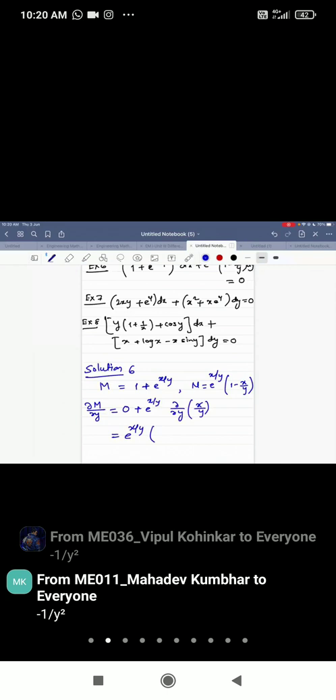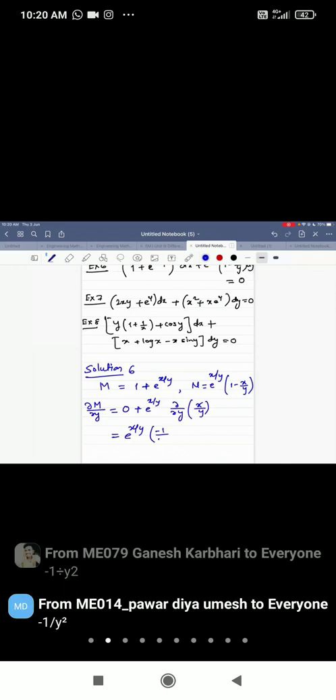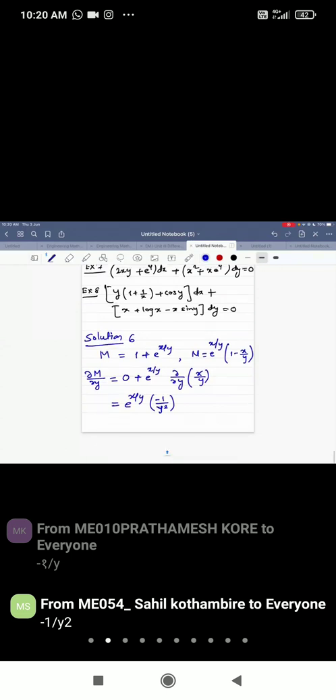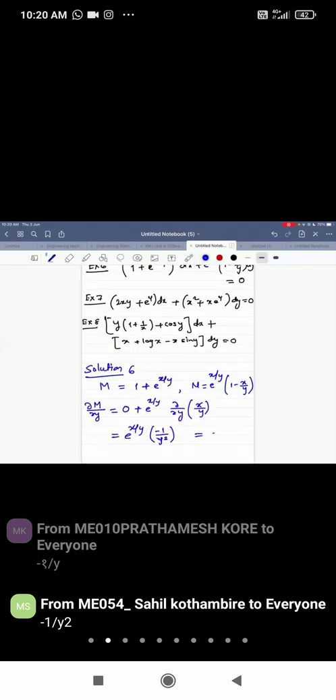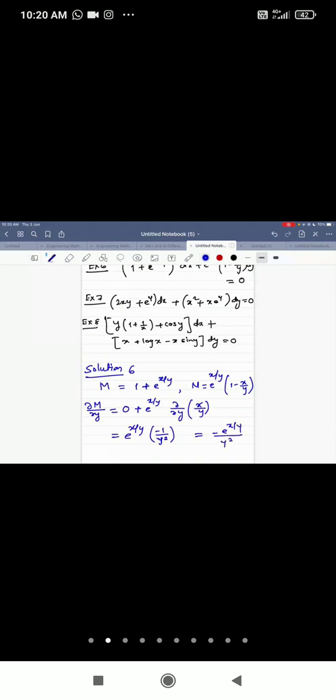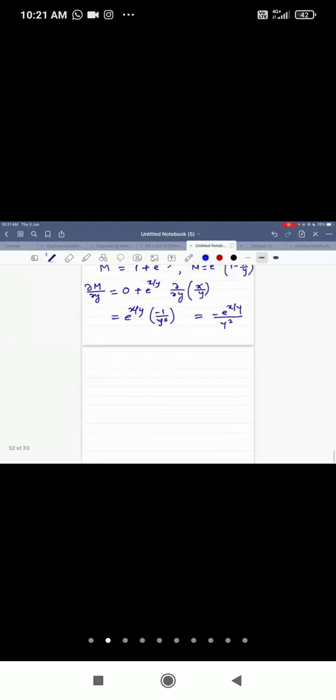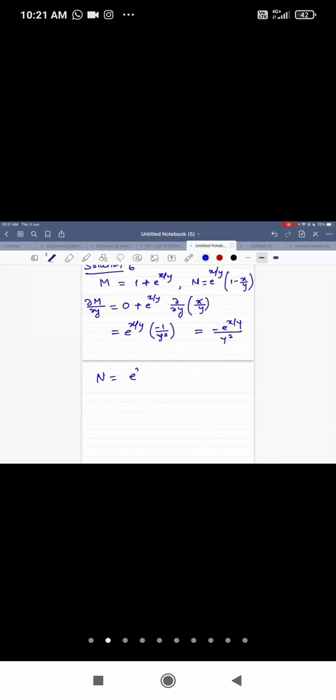So the derivative of 1 by y is minus 1 by y square. Okay. So ∂M/∂y is minus e raised to x by y upon y square. Okay. Right. Now, what is the N value? N is e raised to x by y times 1 minus x by y.